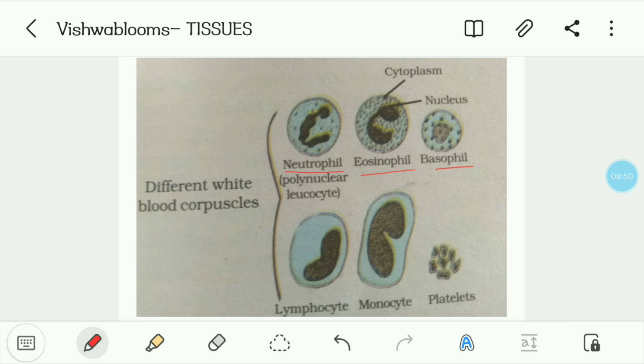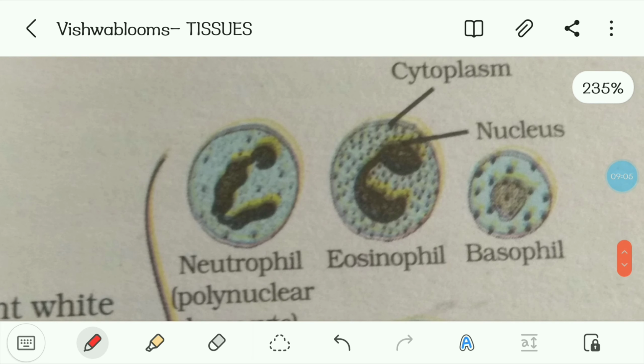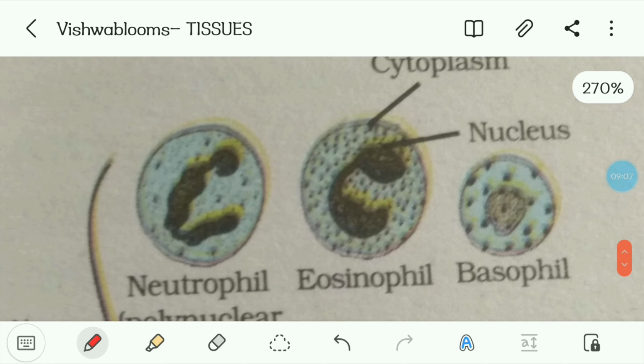This neutrophil is called the polynuclear leukocyte. Leukocyte is nothing but WBC only, right? We have just discussed that. So these three are in that way, and you can see in eosinophil, I'll zoom it. This is the nucleus. The nucleus is divided into two, you can see, right?